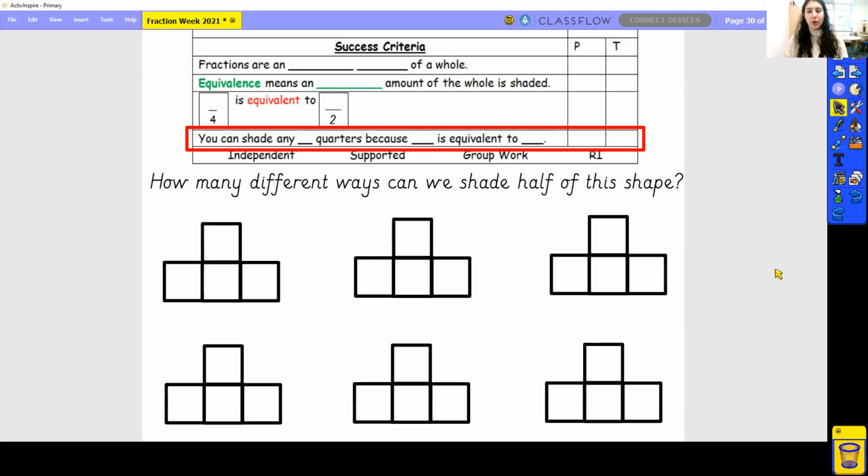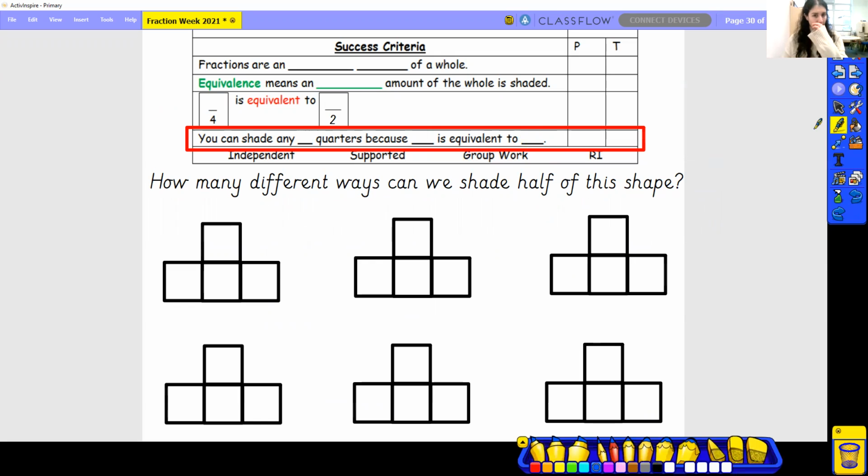Fantastic, hopefully you've had a go then. Let's have a think. So half, I know that half looks like this. Half, 1/2, means the denominator is 2, but none of my wholes have 2 parts in them. They've all got 4 parts, but that doesn't matter because we know that when there are 4 parts, they are called quarters. And I need to shade 2 quarters to be equivalent to 1/2 or a half.